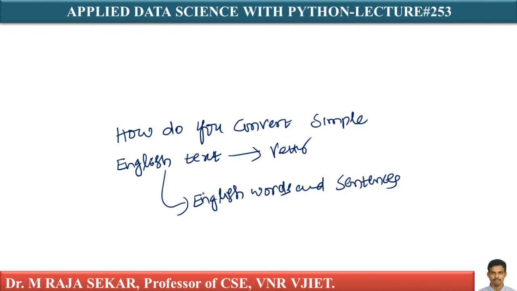How do you convert? My biggest question is, how do you convert text into mathematical vectors?